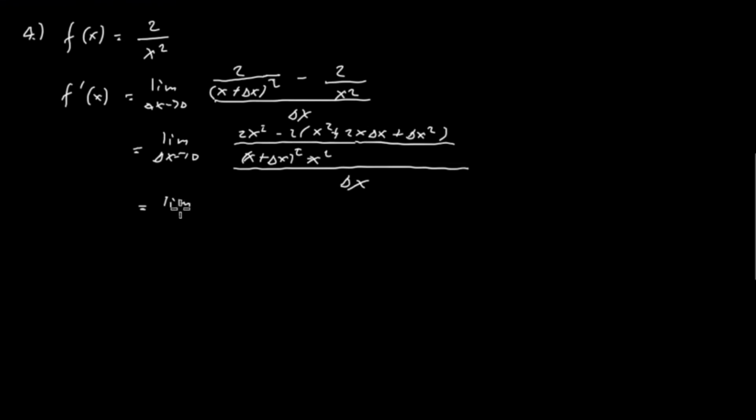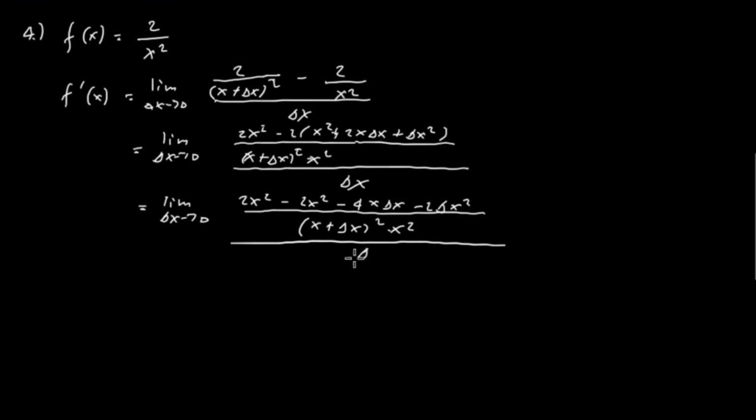Simplify. So the limit as delta x approaches 0 of 2x squared minus, change the sign, so negative 2 x squared minus 2 times 2 is 4x delta x minus 2 times delta x squared, or minus 2 delta x squared. Then the LCD is x plus delta x squared times x squared, and then divide by delta x.